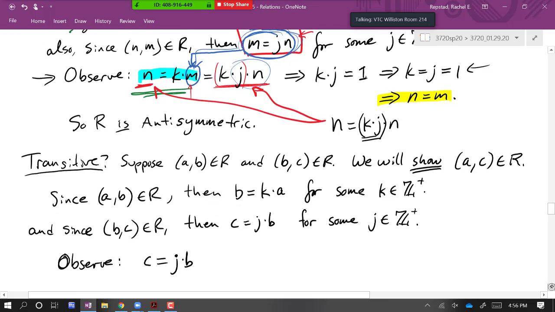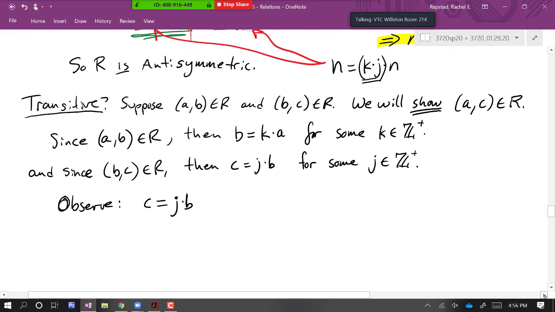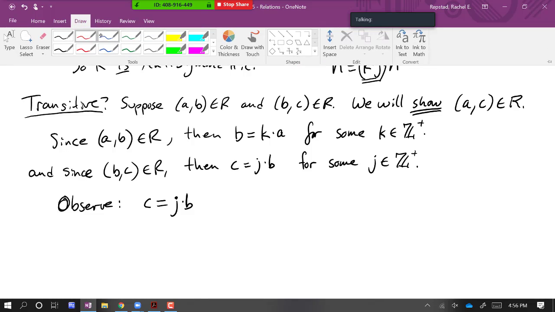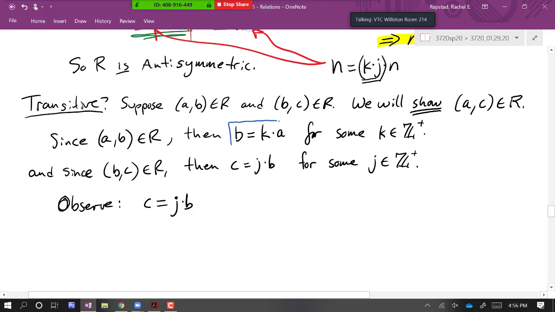Right. So in this case, what do you want to substitute? The B, since we have the equation for the B. Right. So you're saying this equation up here, if B is K times A, then we can plug that in for B right here. Great. Let's do that. So this is J times K times A.